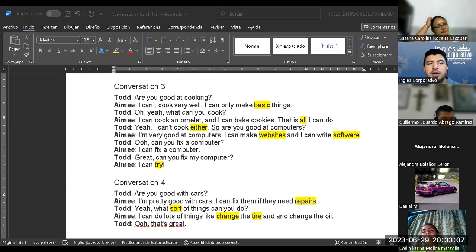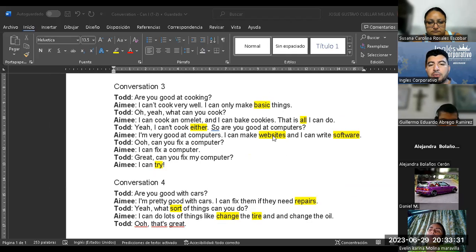Are you good at cooking? I can't cook very well. I can only make basic things. Oh, yeah. What can you cook? I can cook an omelette and I can bake cookies. That is all I can do. Yeah, I can't cook either.